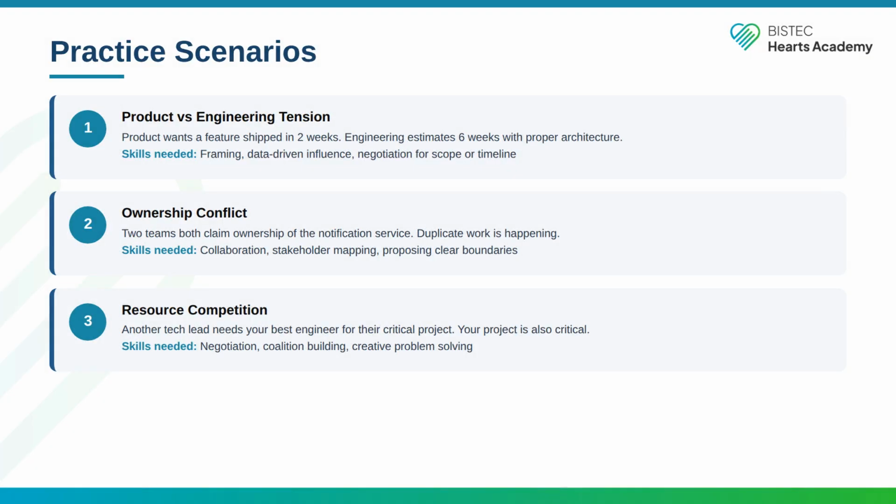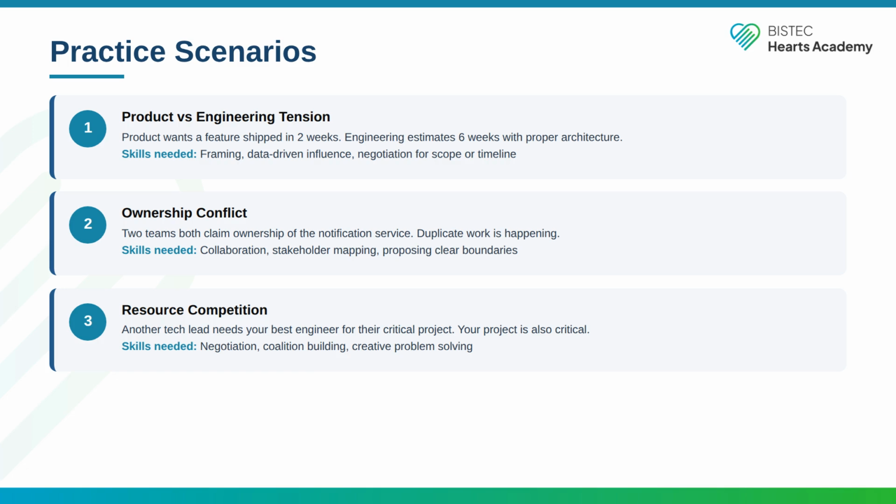Let's walk through 3 scenarios that tech leads face regularly. Scenario 1. Product versus engineering tension. Product wants a feature shipped in 2 weeks. Engineering estimates 6 weeks with proper architecture. This is the classic scope, timeline, quality triangle.